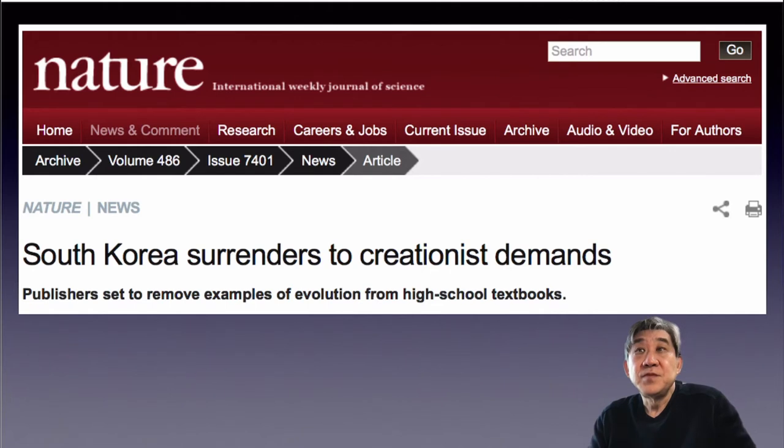Until foreign scientific journals like Nature and Science noticed and reported this issue, like we see over here, under the big title heading of this particular issue of Nature, "South Korea surrenders to creationist demand." And that's how the domestic scientists and those who have an interest became aware of these changes. And then they took some action to put this description back into the high school biology textbook.